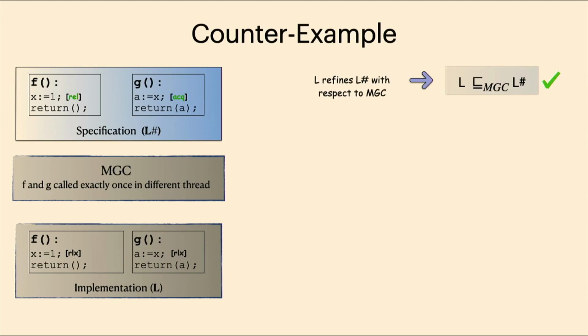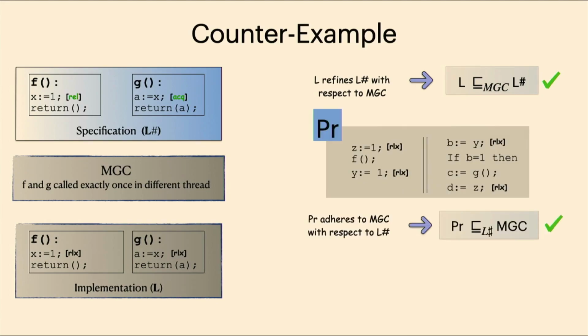One can convince oneself with some effort that this is true for this given program, and I have not mentioned MGC. MGC puts this restriction that f and g are called exactly once in different threads. L actually defines L sub with respect to MGC. It can be seen easily, and for a given program like this, it is easy to see that this program is in the scope of MGC, right? Because it uses f and g exactly once in different threads.